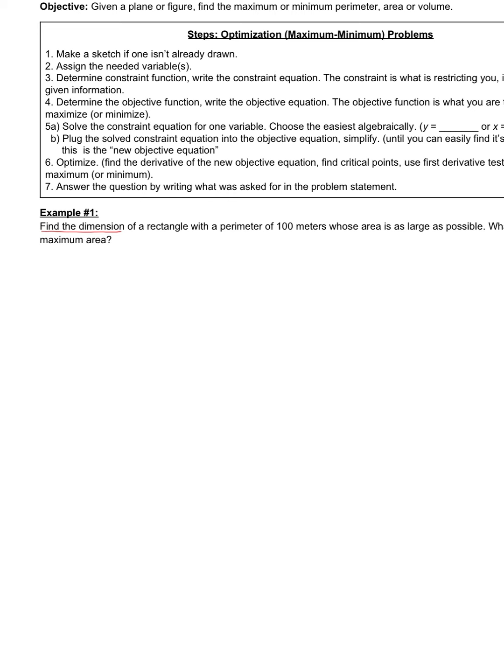So obviously we're dealing with the rectangle, so everybody can draw a rectangle. There you go, everyone can get a point. All right, number 2, up here, assign the needed variables. Okay, well, if we're dealing with perimeter and area, and the dimensions, of course, we need the length and the width. So I'm just going to use good old X and Y. All right, it doesn't matter what variables you use. You pick. Go crazy. All right, so that's the first 2 steps. Draw the sketch, assign variables.